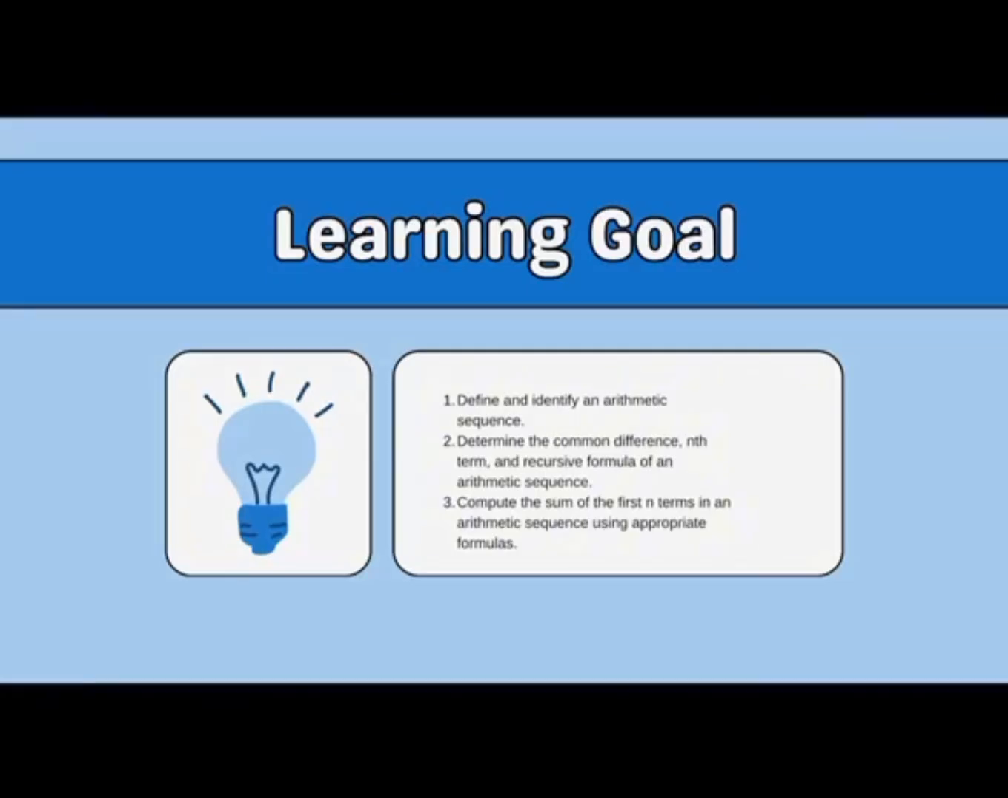Now, I'll be discussing and explaining what an arithmetic sequence is. So, let us go now to the next page or slide.